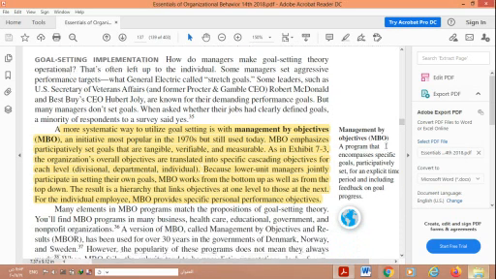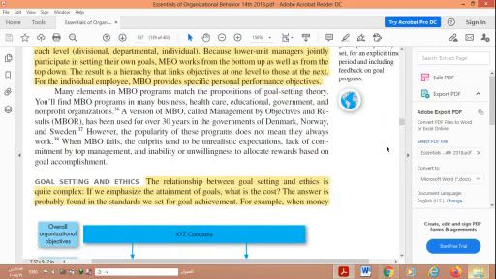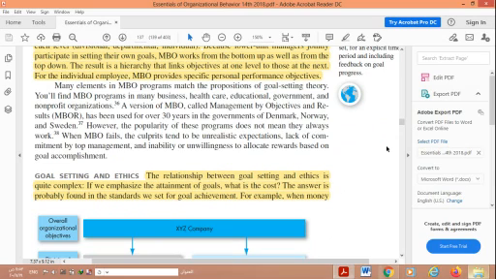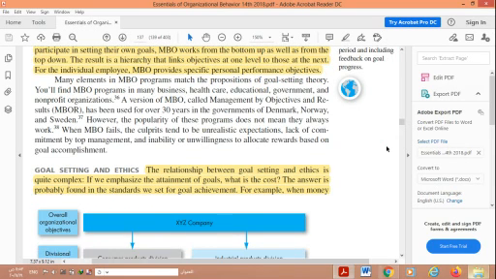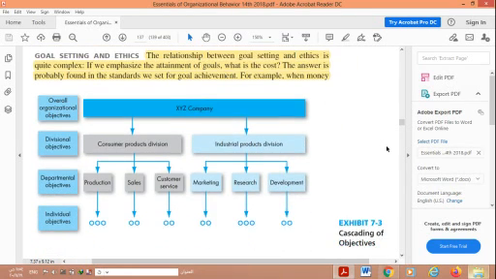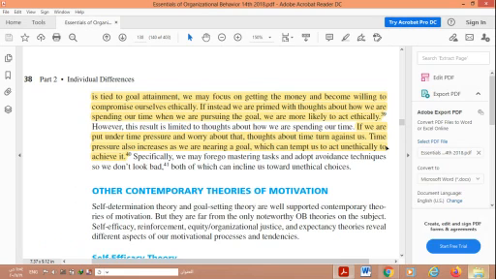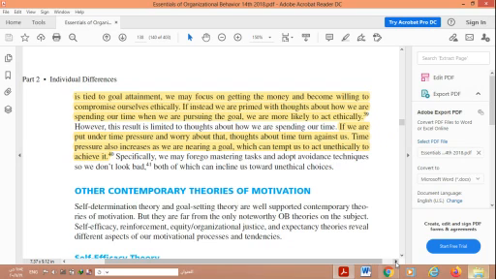The last topic is related to goal setting and ethics. The relationship between goal setting and ethics is quite complex. If we emphasize the attainment of goals, what is the cost? The answer is probably found in the standards we set for goal achievement. For example, when money is tied to goal attainment, we may focus on getting the money and become willing to compromise ourselves ethically. So we will focus here on getting the money and we will compromise ourselves ethically.